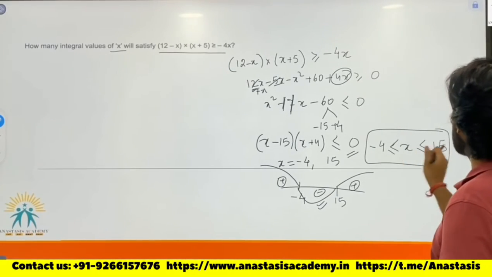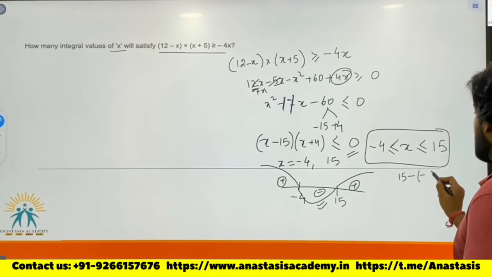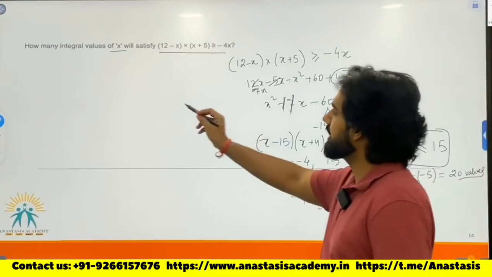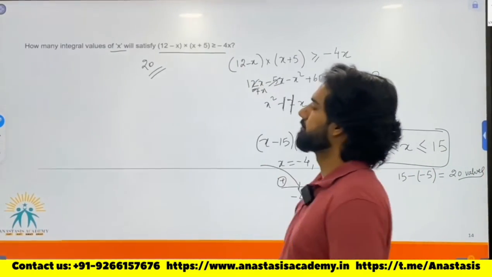So how many integral values are there? 15 minus one term to the left, that is minus 5. So 20 values are there. So the correct answer to this question is 20 integral values.